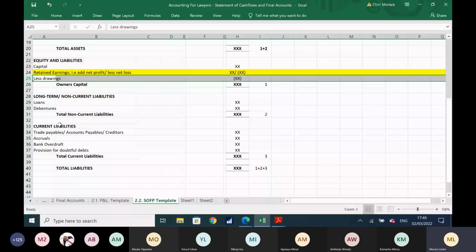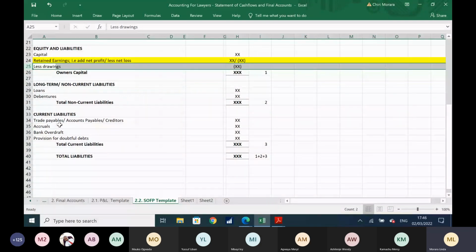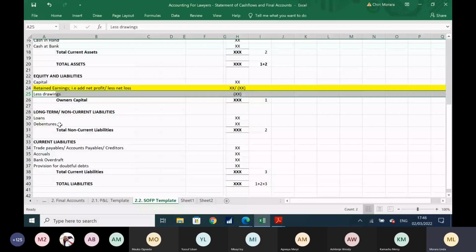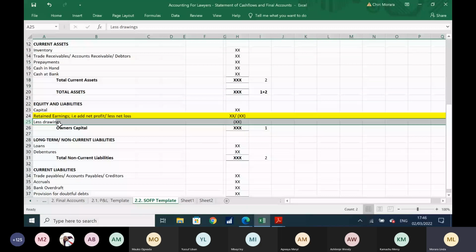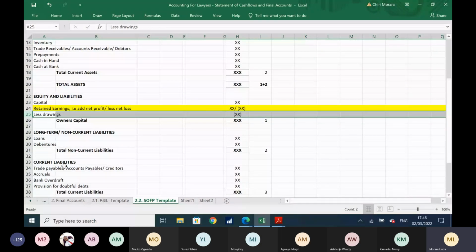The same for debentures. I think we understand the concept of debentures. And then you also have your liabilities. Now, the trade payables are just the inverse of the trade receivables. So for payables now, these are the expenses you've been invoiced for, but you have not paid.